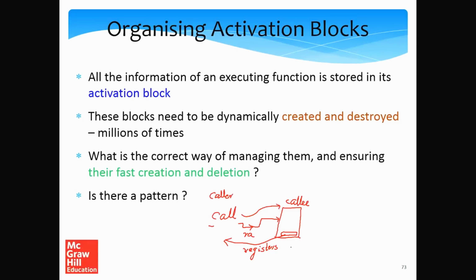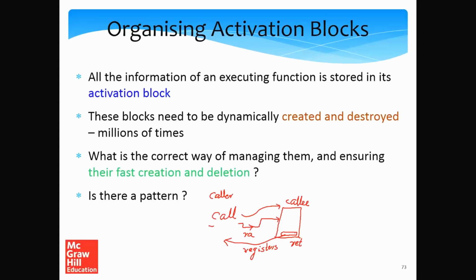Now, the idea is somewhat like this: after the callee function finishes, we invoke the ret instruction, the return instruction. The return instruction comes back to the return address, which is just one instruction after the call instruction. And prior to executing the return instruction, we have to destroy the activation block of the callee.